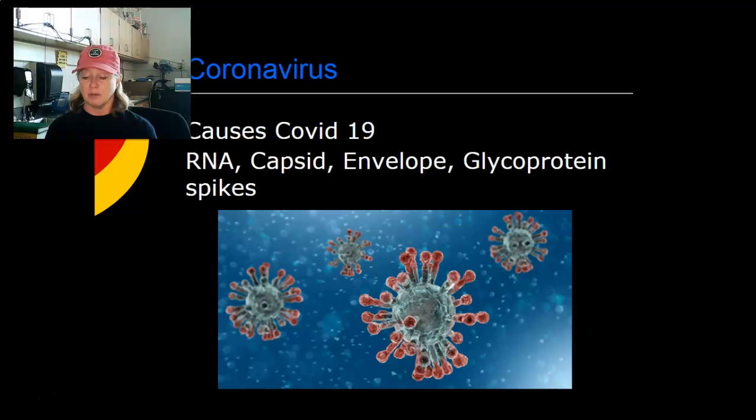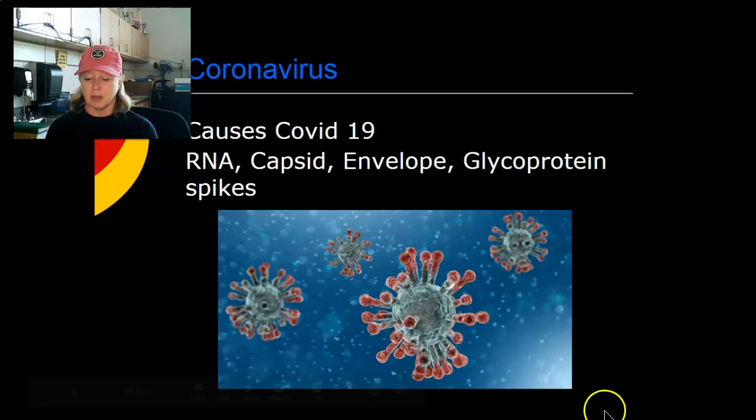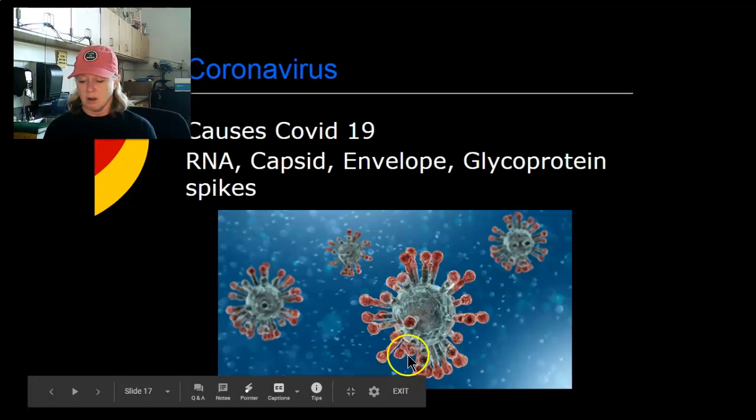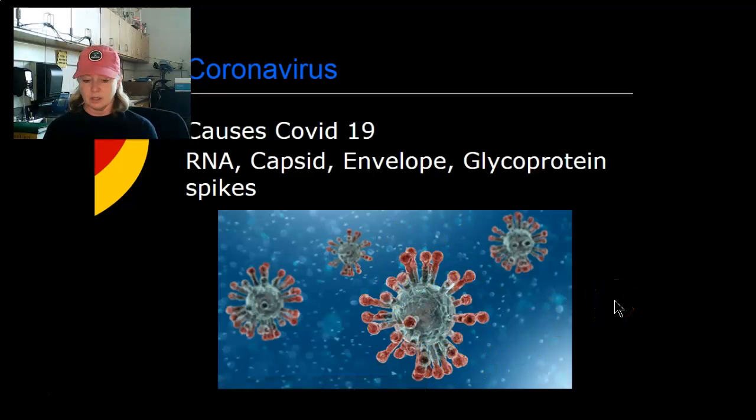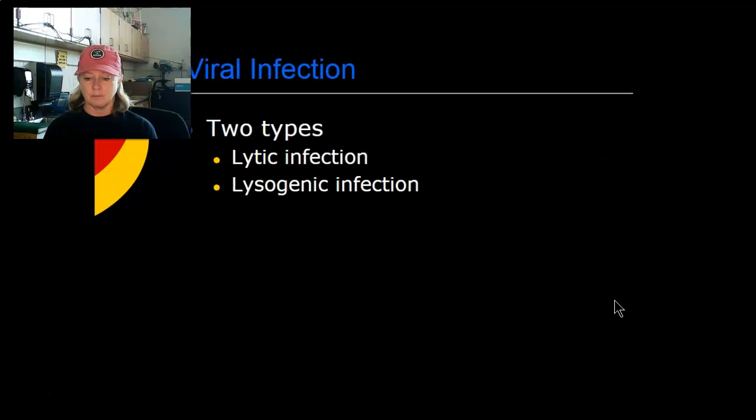All right, here's a picture of a coronavirus, and this is, of course, the one that causes COVID-19. Just so you have some knowledge about this, it is an RNA virus. It has a capsid, it has an envelope, and then it has the glycoprotein spikes that you can see all surrounding this. So that is the one that is causing all the issues these days.